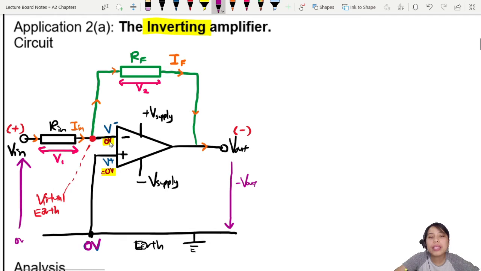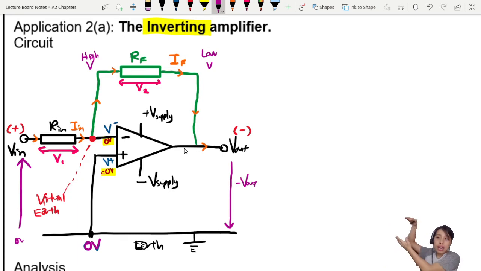Last thing is a reminder. How do we know the current is flowing like this in this orange arrow? Because current flows from high potential to low potential. Like water, high up, you flow downhill, right? From high to low. So current behaves the same way. You flow from high potential to low potential.